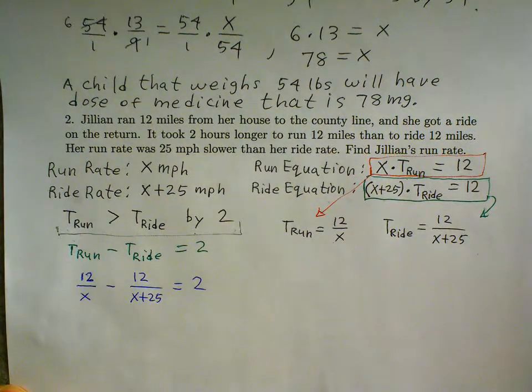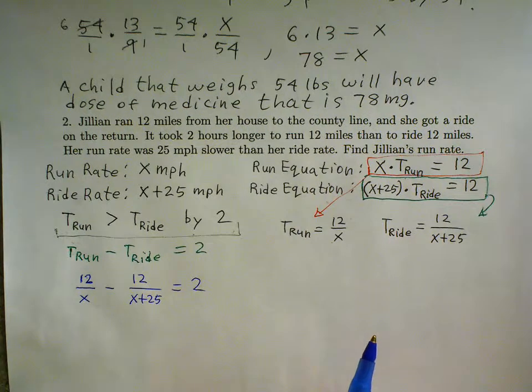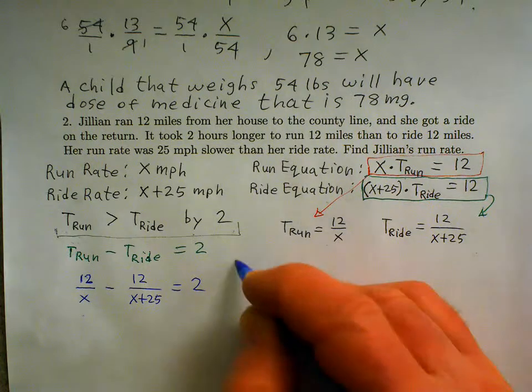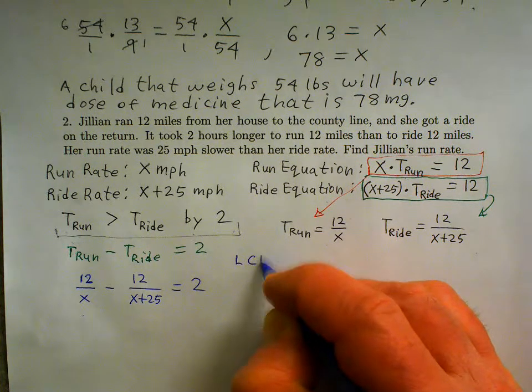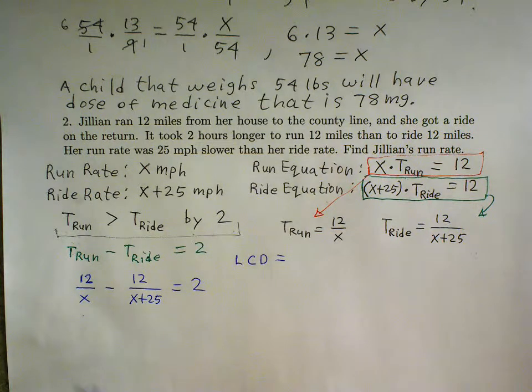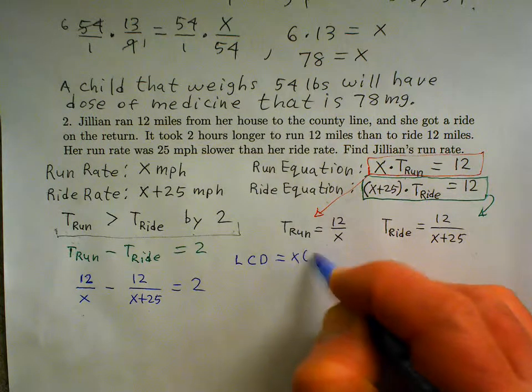And it's equal to 2. So finally, we have an equation whose only variable is X. X represents Jillian's run rate. Yesterday, we discussed ways to solve equations with rational expressions. So we want to find the least common multiple of the denominators, or the least common denominator. So the least common denominator is X times the binomial X plus 25.